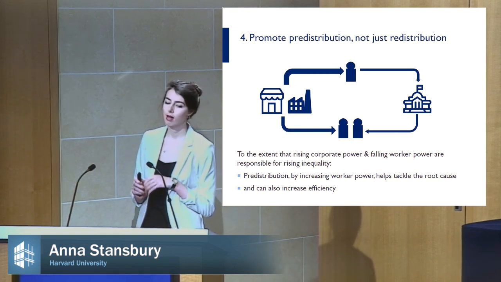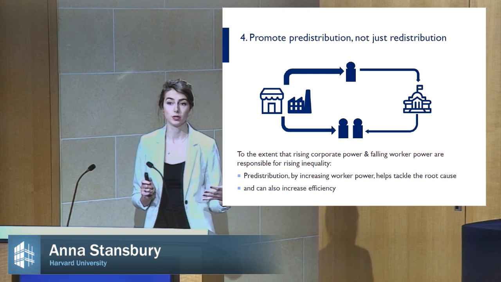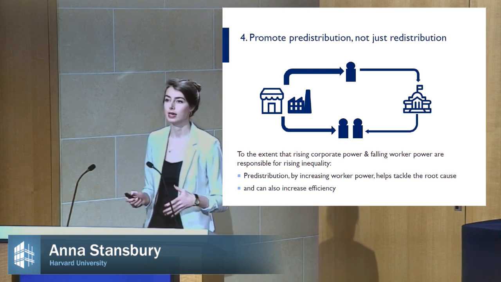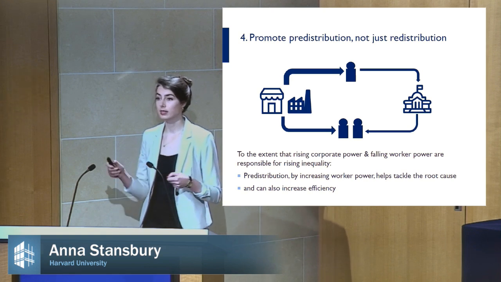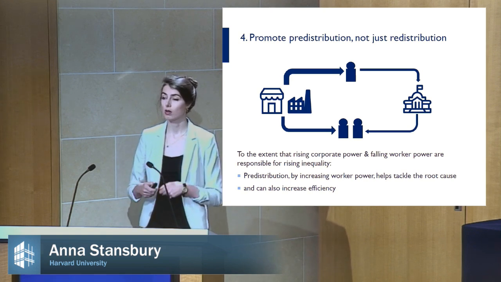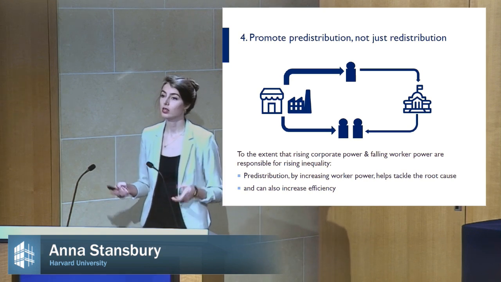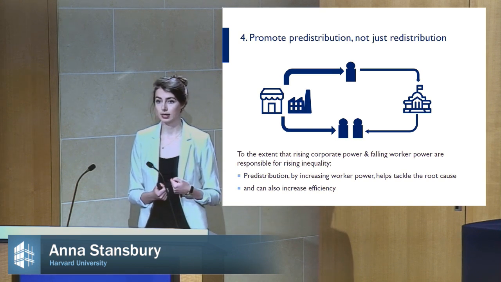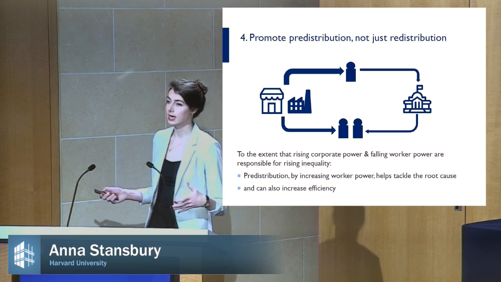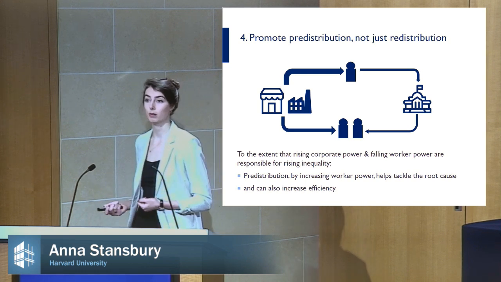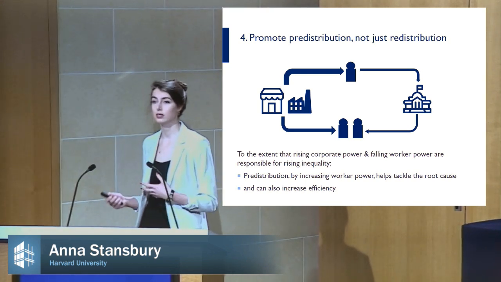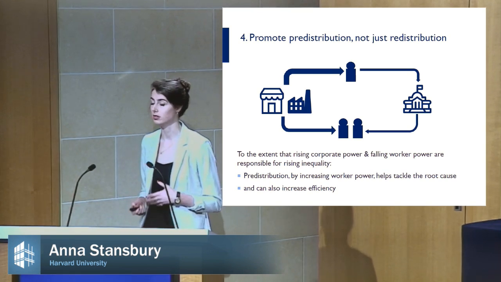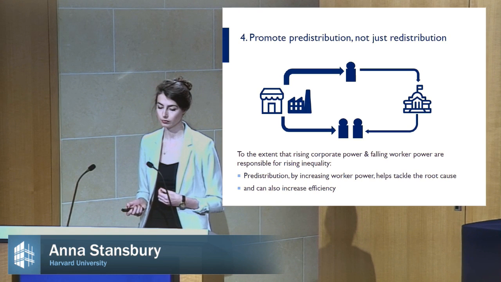Policy number 4, I'll argue that we should promote predistribution and not just redistribution. Predistribution is the idea that rather than just using the tax and transfer system to correct for inequalities in market income, you can actually do something to adjust the inequalities in market income directly. And I'll speak specifically today about policies that increase worker bargaining power, either through collective bargaining institutions or institutions that increase worker involvement in corporate governance and corporate decision-making.